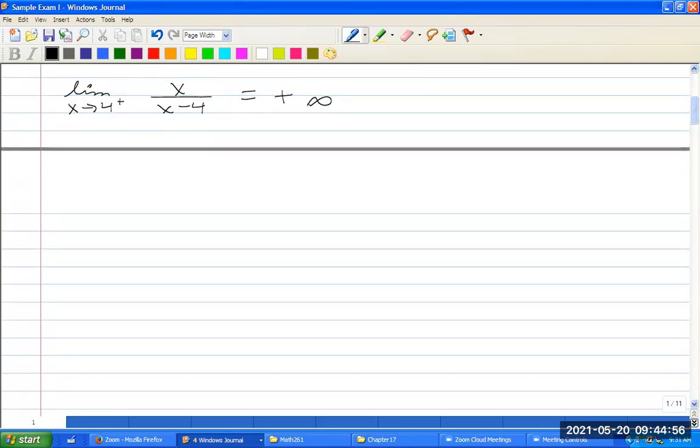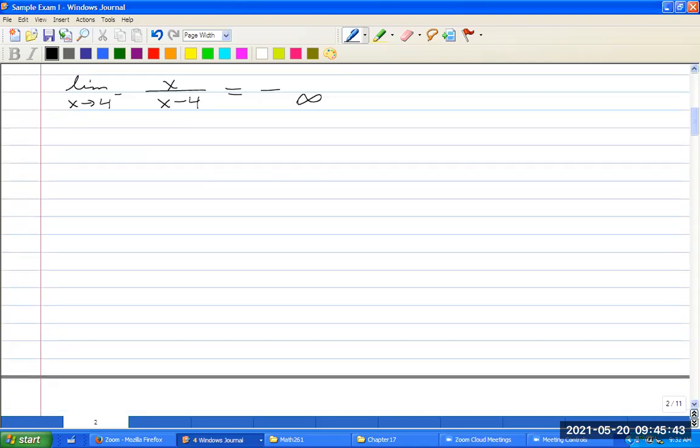Let's look at the limit as x approaches 4 for x less than 4. And so the numerator, well, it approaches 4, so that's positive. The denominator approaches 0, but if x is less than 4, then x minus 4 is negative. And so positive divided by negative is negative. And so in this case, it goes to negative infinity, since it's a bounded number over something going to 0.